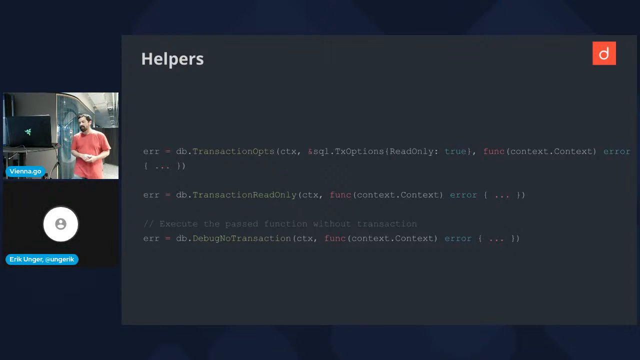And then, of course, there are helpers. You can do transaction options, knock yourself out there with the configuration, shortcuts for read-only. And if you just quickly want to replace a DB transaction call with something that doesn't use a transaction to debug something, then we have this debug no transaction, which just wraps it like it would be a transaction. So you don't have to rewrite your whole code just to disable or try out something without the transaction.